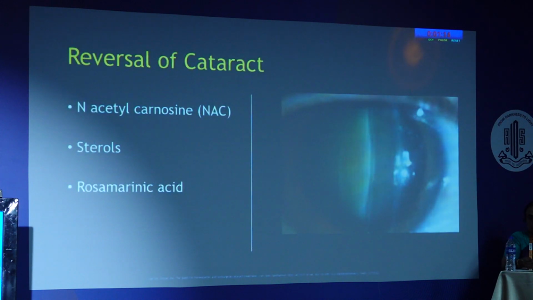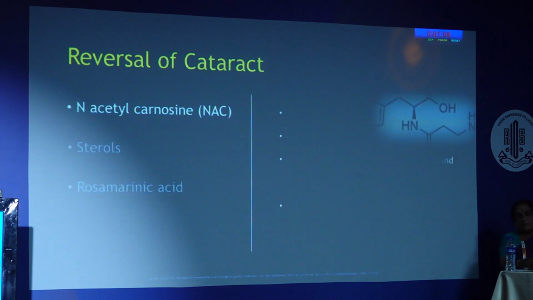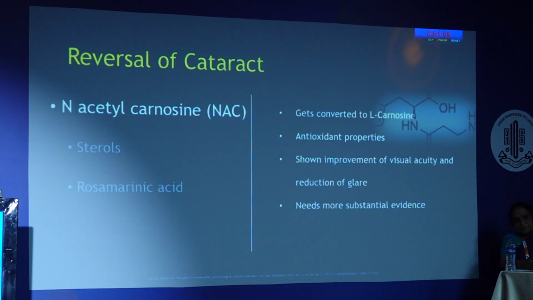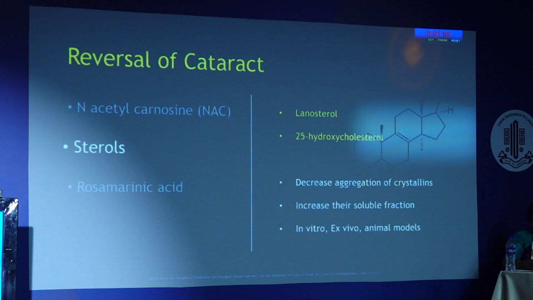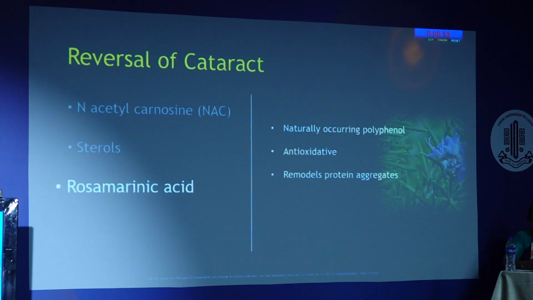Coming to the part which has the potential of making all of us jobless, reversal of cataract. Three compounds have shown encouraging results. The first one, N-acetylcarnosine, which has antioxidant properties and has shown improvement of visual acuity and reduction of glare. Sterols such as lanosterol and 25-hydroxycholesterol decrease the aggregation of crystallins in vitro, ex vivo, and animal models. Rosmarinic acid is a naturally occurring polyphenol with antioxidative properties which remodels the protein aggregates.